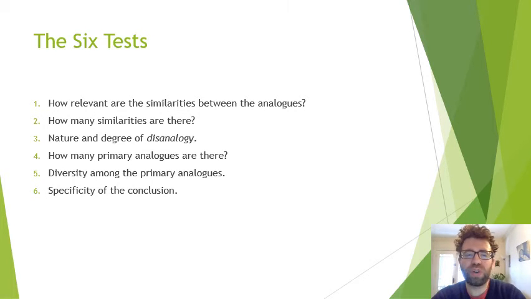So here are 6 tests, and I should be clear, these are not in any specific order. In some cases, some of these tests matter more than others. So this is an art. This is not an algorithm, it's an art. And in a way, it's kind of like diagnosing a complicated condition or disease. First off, just after you've identified the analogs, how relevant are the similarities between the analogs? And how many similarities are there?